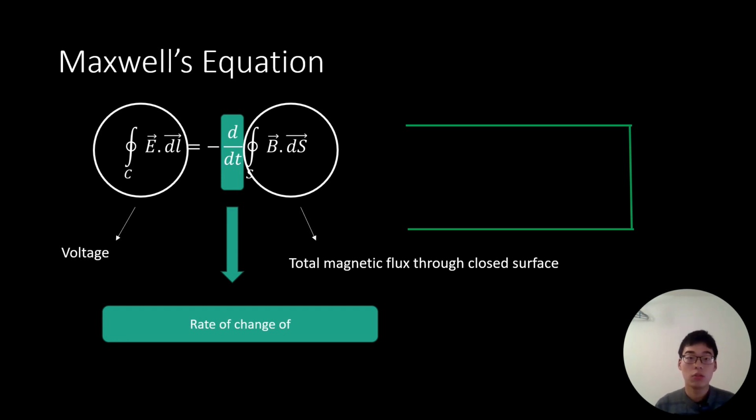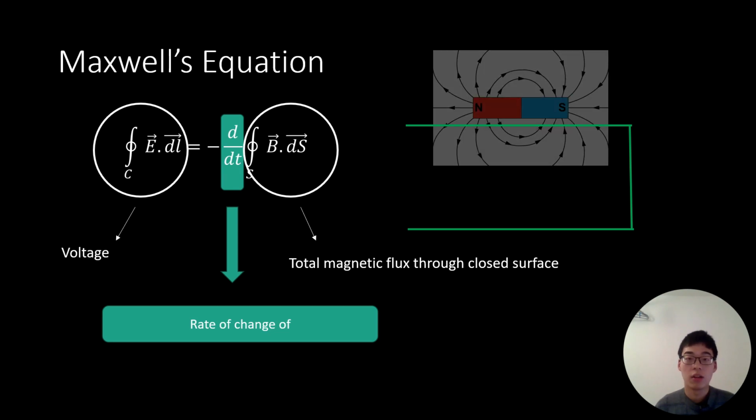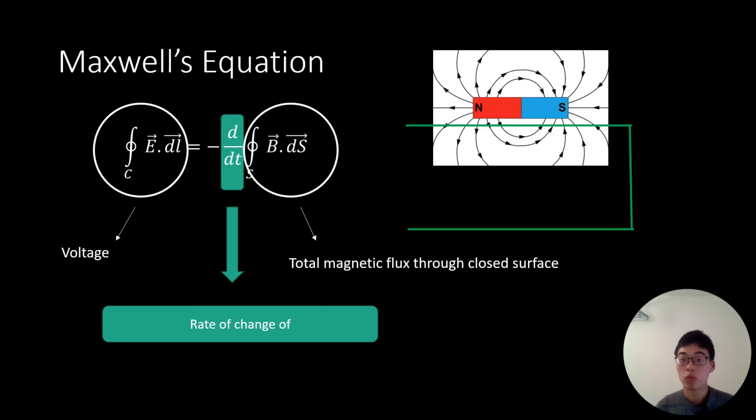So imagine we have a wire here, and we put a magnet here, and we basically do nothing. There will be no voltage generated in this wire. Why? It's because there is no change in the total magnetic flux through the closed surface. The magnetic flux doesn't change in this case, so we never generate any voltage at all.